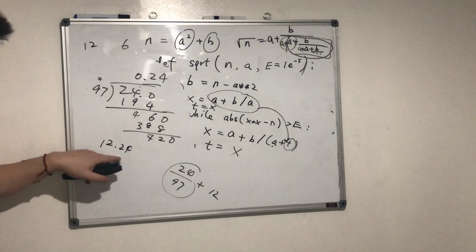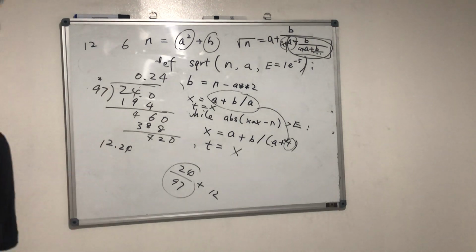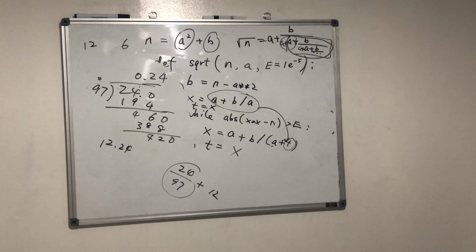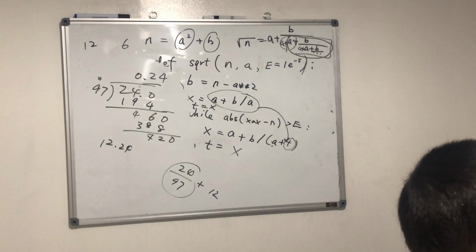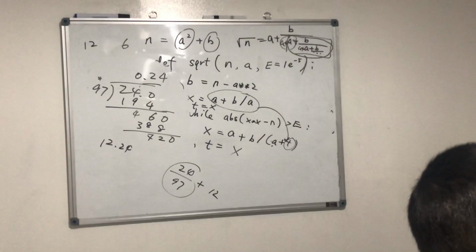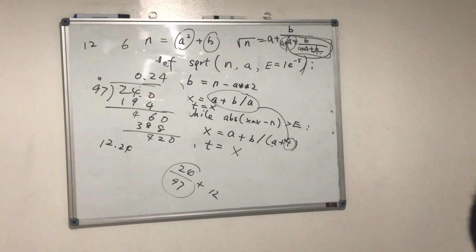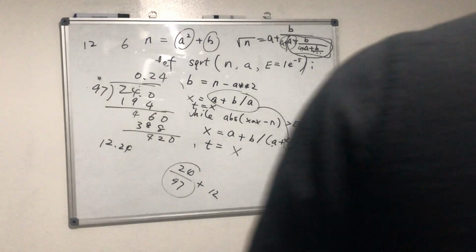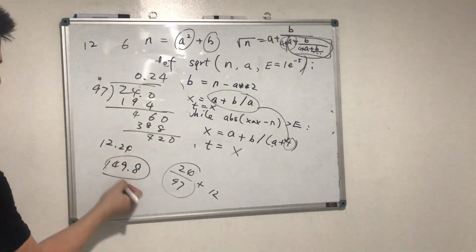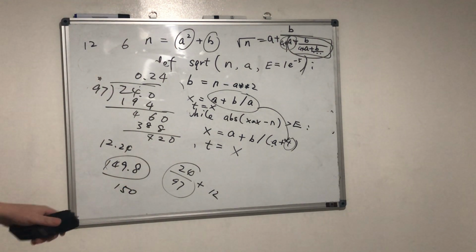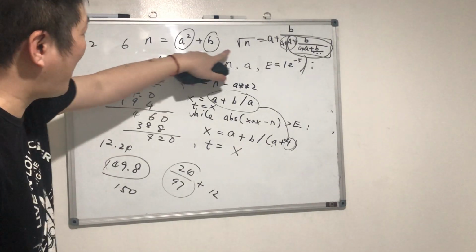So let's square this number. Let's use the computer to square it and see what it equals. 12.247 squared is 149.8. So look, it's very close to 150, right? Do you see how we approach this?